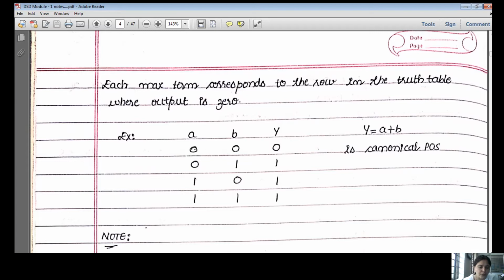So here 0 indicates without bar. Don't get confused between canonical SOP and canonical POS. Okay. Canonical sum of product, 0 means bar. Canonical product of sum, 0 means without bar. So where it is 0, here it is 0. So it is called A plus B. Okay.